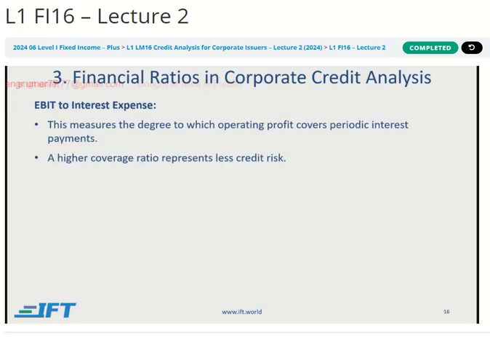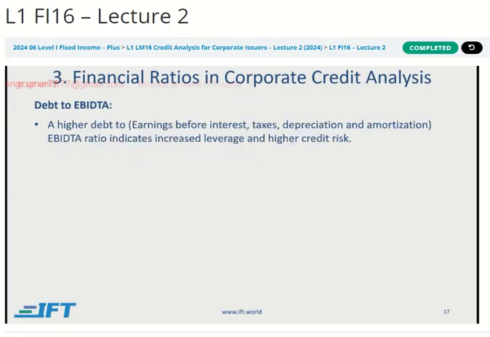Coverage ratios, again, higher is better, because we want a large amount of income compared to our interest expenses, so that even if the income falls, so let's say it's 3x, even if it falls and becomes half, we are still able to pay our interest and still have a little bit left for profit.